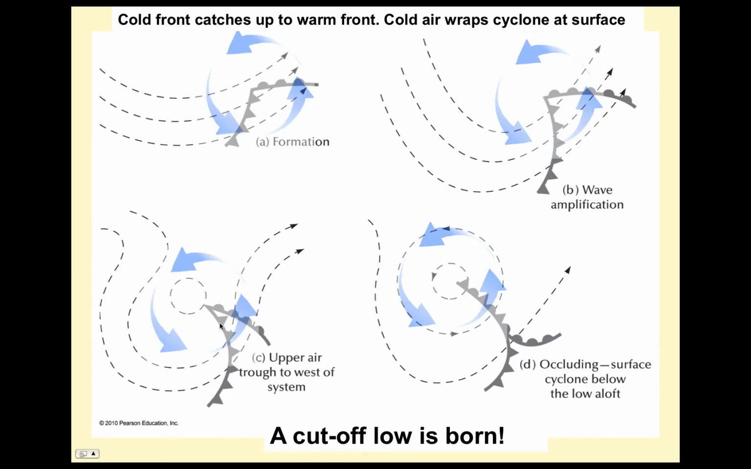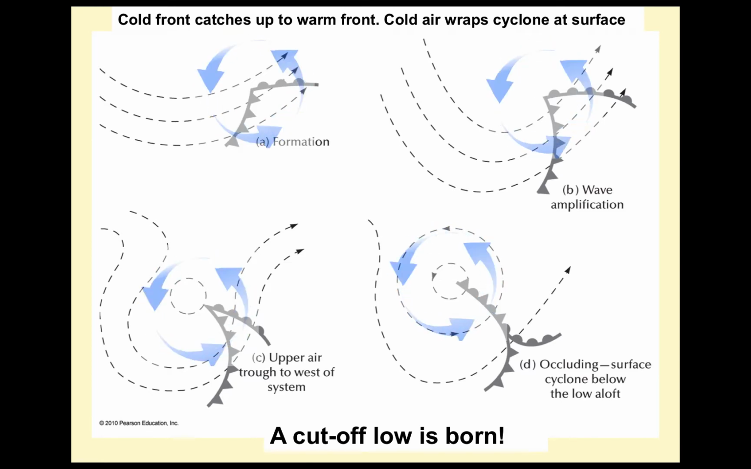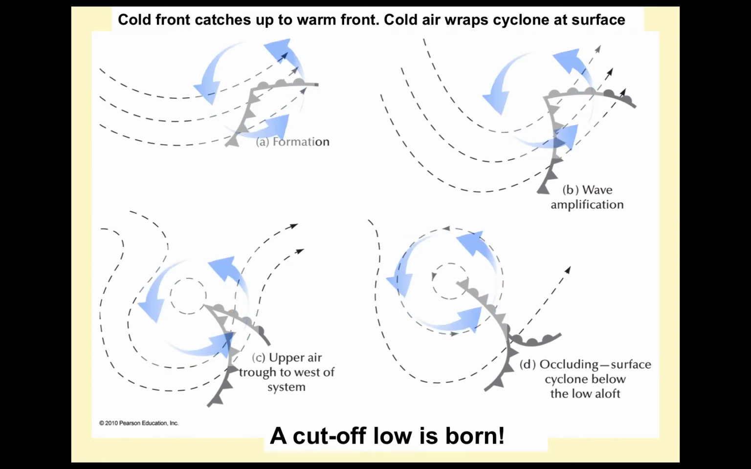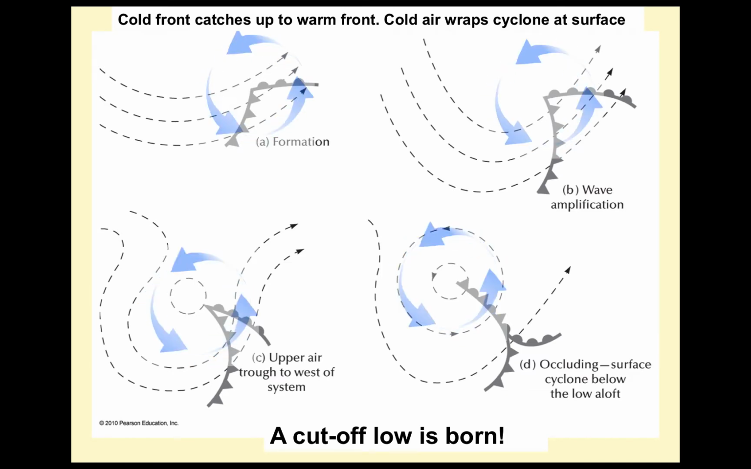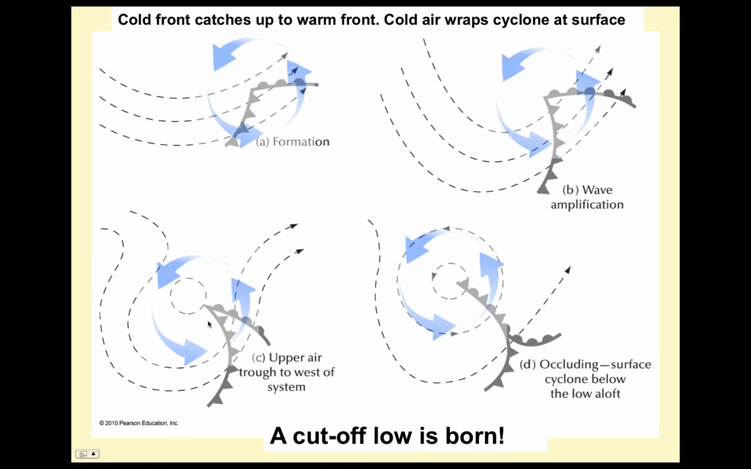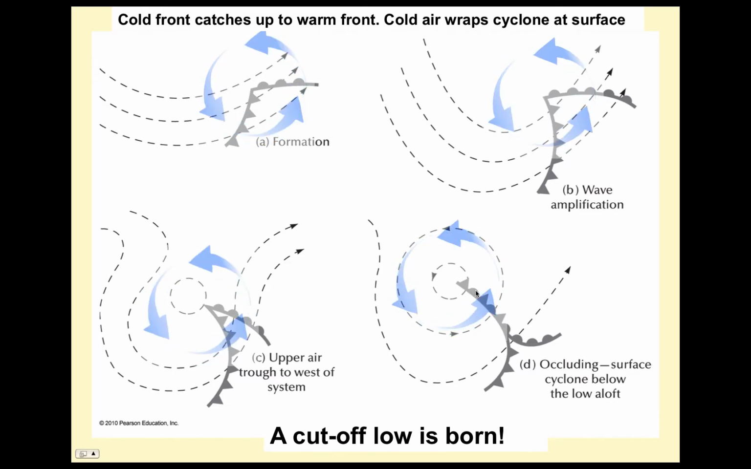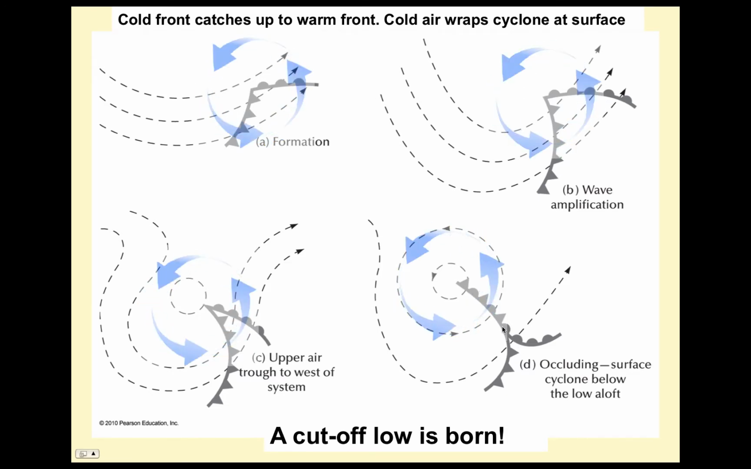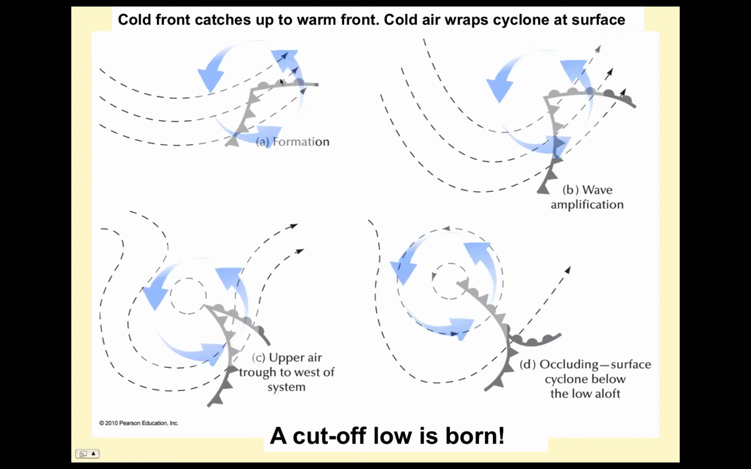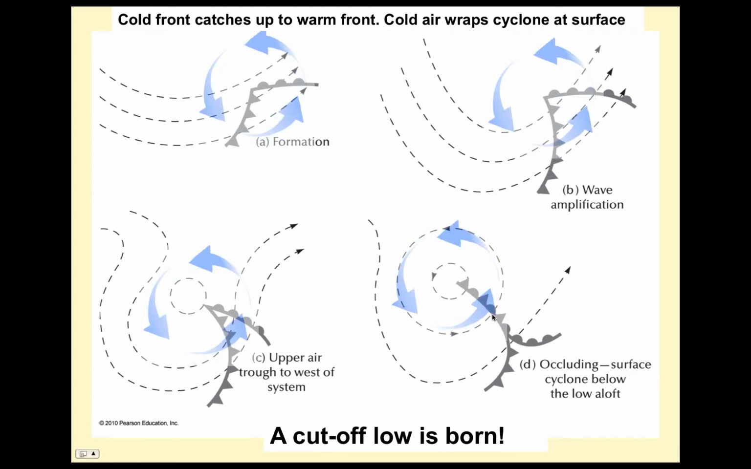So what's the fate of the warm air? The fate of the warm air is to get pushed aloft because it's less dense than the cold air. So the cold air is now circling at the surface and really wrapping up the cyclone. And that's shown finally here in point D as an occlusion, where again, a cold front has wrapped around this whole thing, caught up to the slow-moving warm front, and now you're occluded.